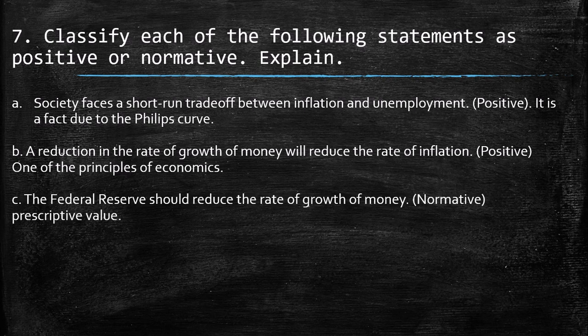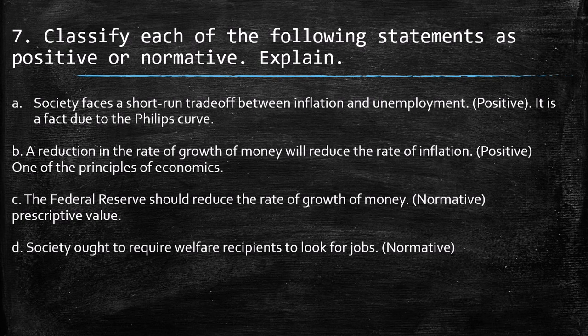The Federal Reserve should reduce the rate of growth of money. This is normative. Here we pass the border of science, which is fact, which comes with information from data, and we are talking more about what should or might be done by the organization. Someone is proposing to the Federal Reserve that they have to reduce the rate of growth of money. This is normative. This is like advice, it's always going to be normative. It's a prescriptive value. Society ought to require welfare recipients to look for jobs. So it's normative again. Ought to is more about a subjective position. And this is normative.